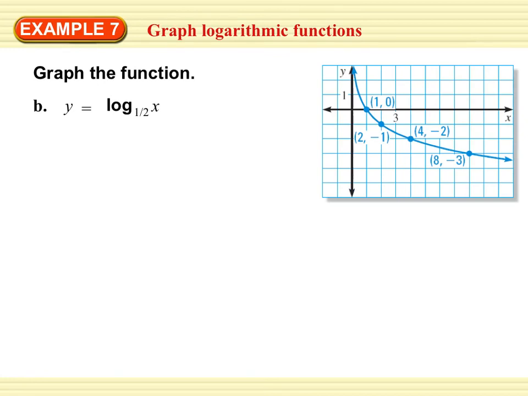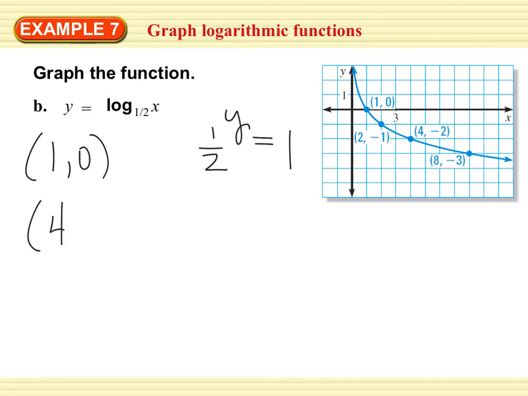Okay, let's plot a few numbers again. That 1 comma 0 is always going to be one of my points because 1/2 to the y equals 1. Anything raised to the 0 power is 1. Let's plug in 4, so 1/2 to the y equals 4. I need it to be a negative number to get my 2 in the numerator spot, and then square it to become 4, so negative 2.